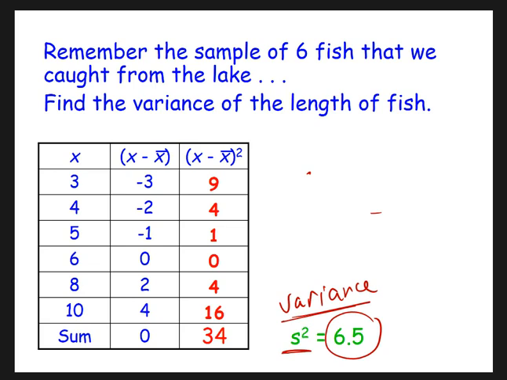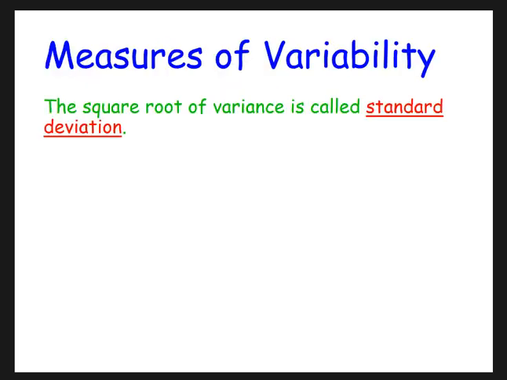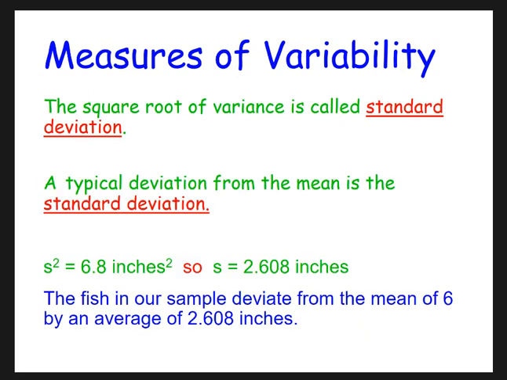Now they did a misprint here. They said 6.5 here, and on the next page they put 6.8. I caught that difference as well, but whatever your value for the variance is, you will square root it to get a standard deviation.